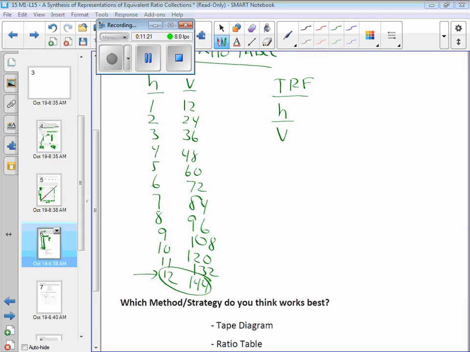Scale it down. Let's go to the unit value. How many views for 12 hours? See how quick this is? Times, that's my constant. It's TRF. Pretty darn short, but not the quickest, not the shortest.